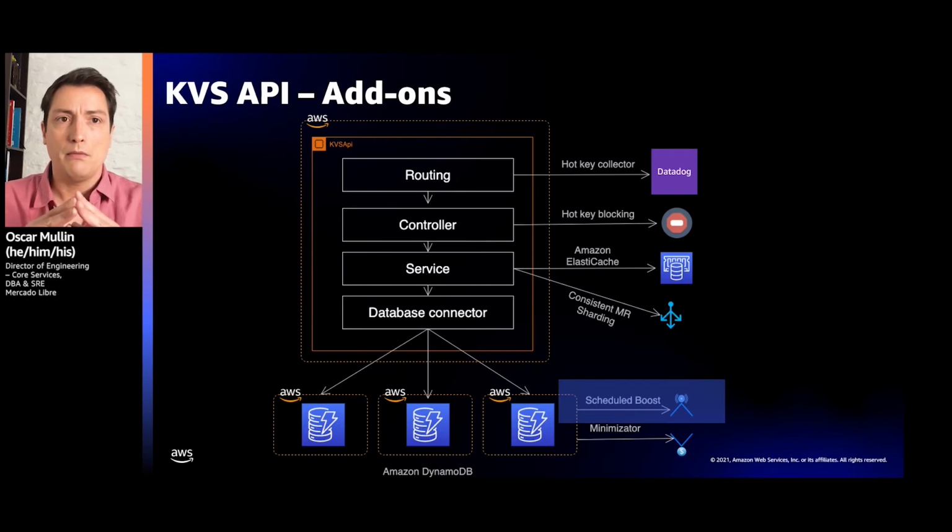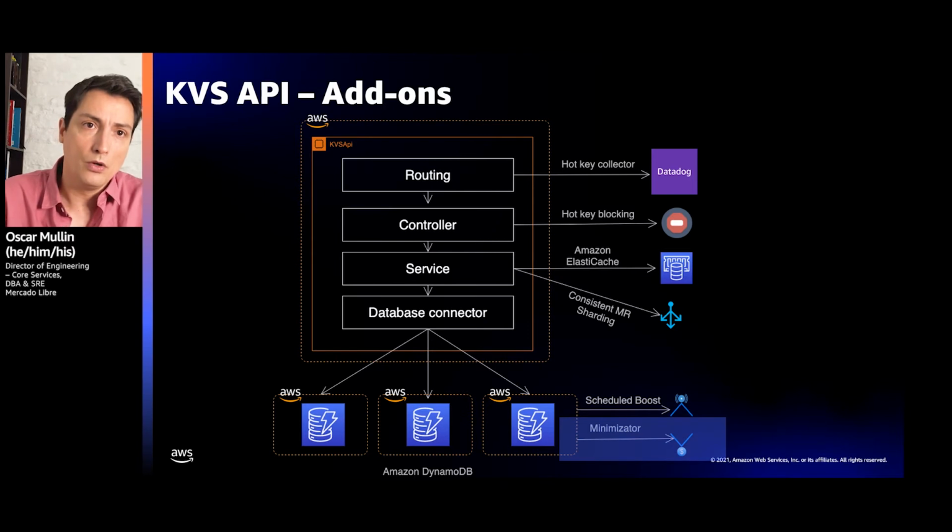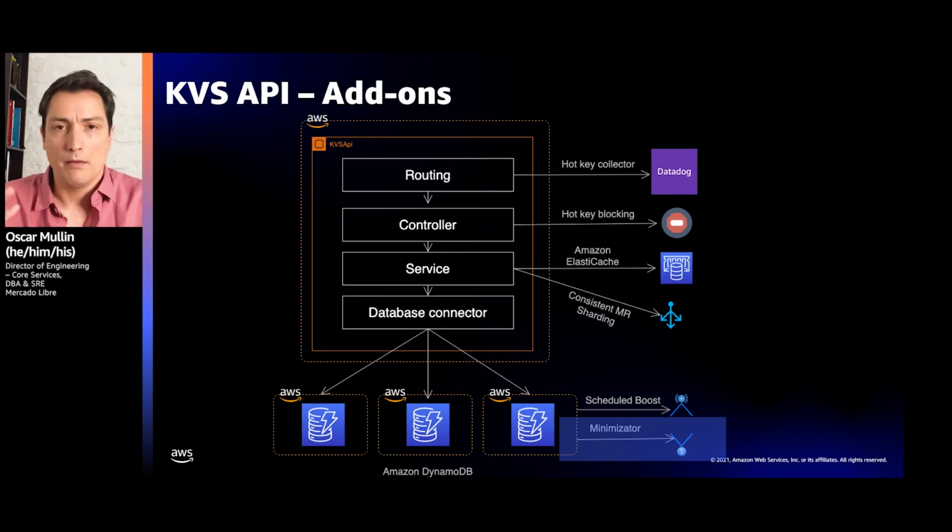And we also have the minimizer, which is a feature we already have for our compute load that basically uses machine learning models to understand which is the right minimum for each table. So we can set that at different times through the day and save a lot of money because of that.